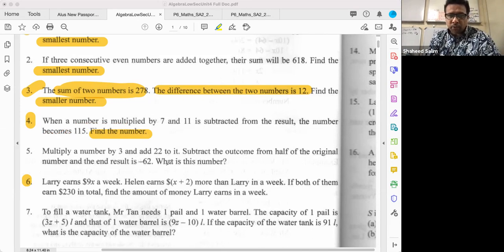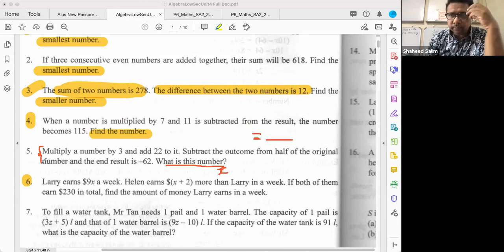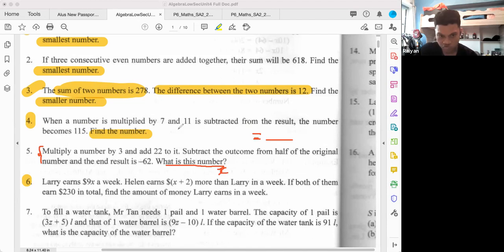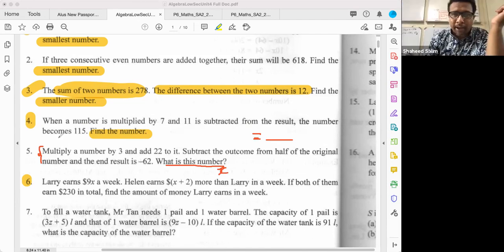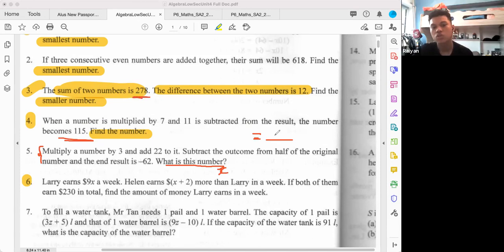Down here, you let x be the number. Okay, down here, can you tell me what it is going to be equal to? What number is it going to be equal to, based on this sentence here? Down here, the first one equals 115. The next one equals negative 62.